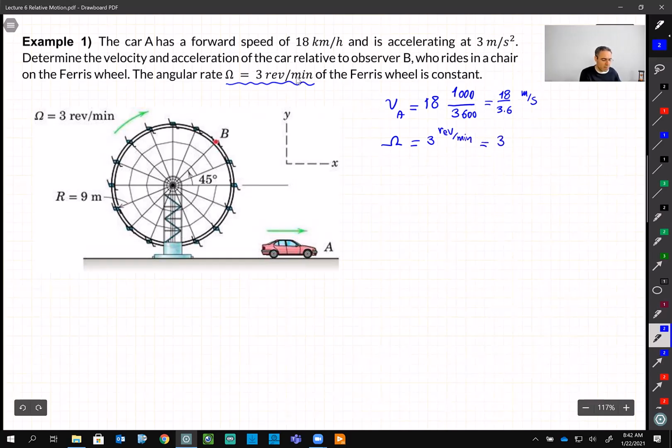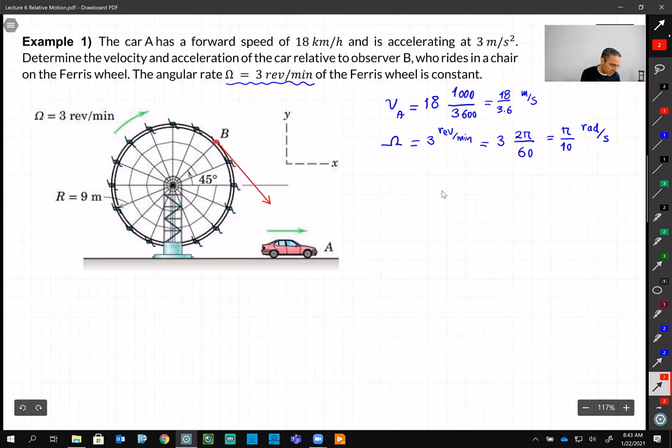We know every revolution is 2 pi radians, and every minute is 60 seconds. So it's going to be pi over 10 radian per second. So we sorted this part out, and I'm sure you guys can now quickly find the velocity of B.